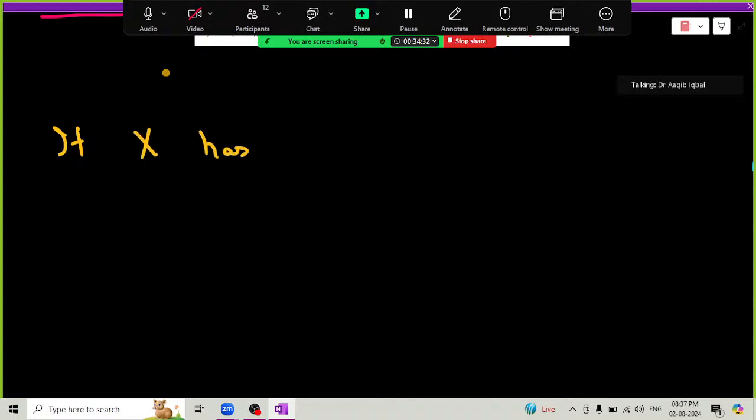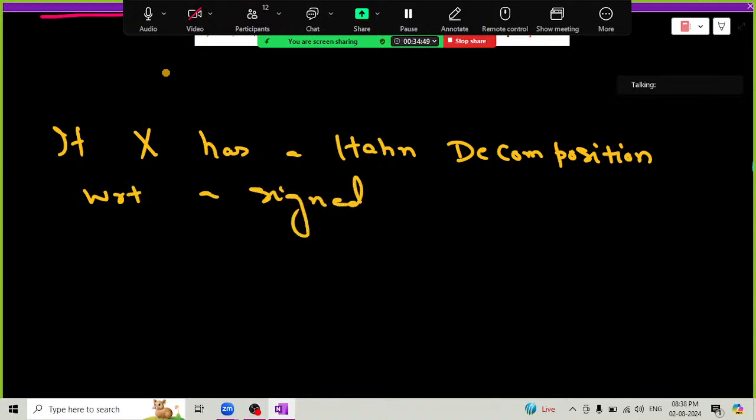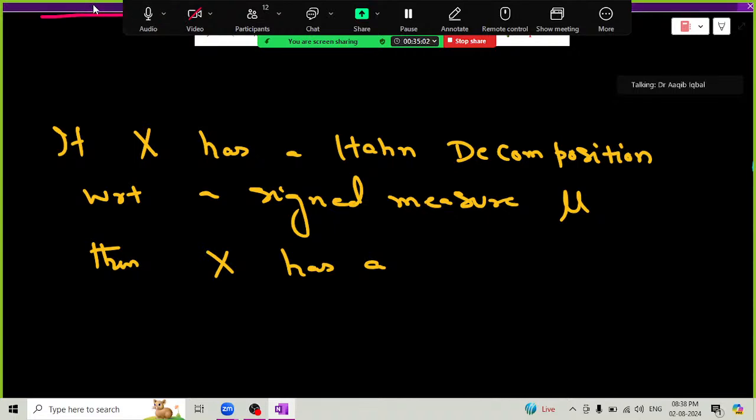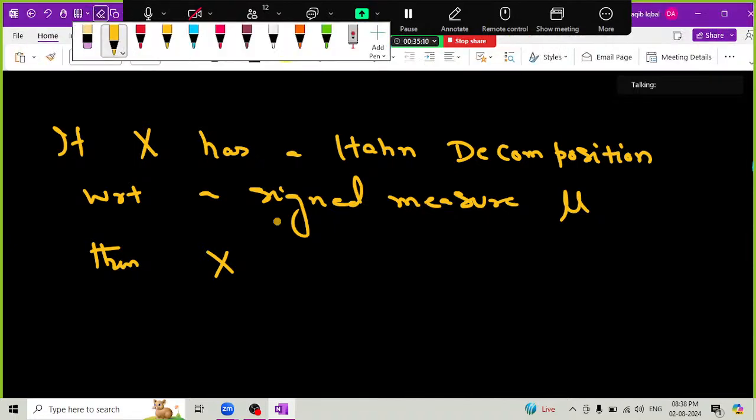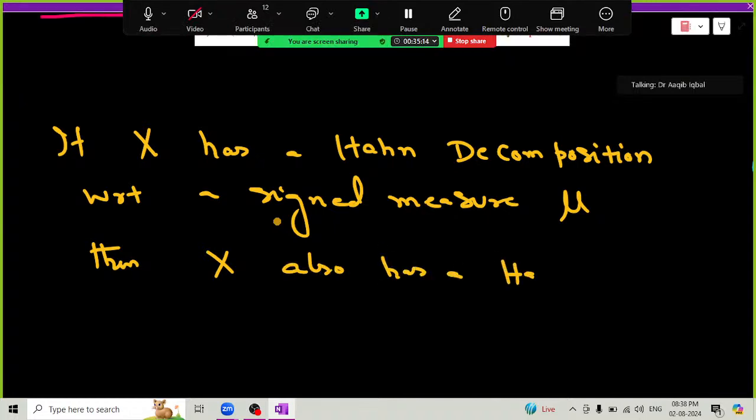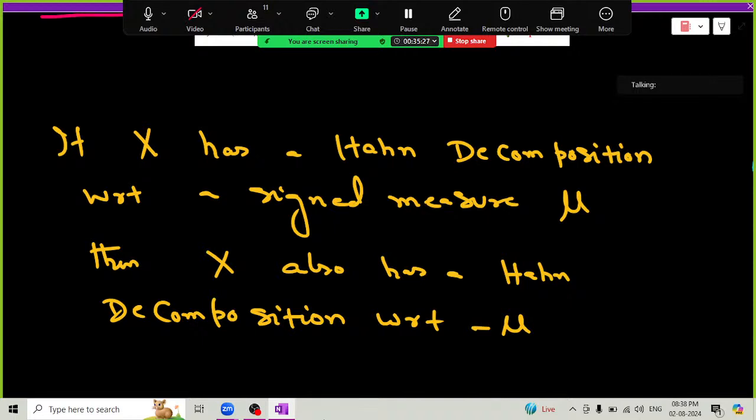ठीक, मेरा जो पॉइंट है जो मैं यहाँ असल में रखना चाहता हूँ वो ये है, if X has a Hahn decomposition with respect to a signed measure mu, then this X also has a Hahn decomposition with respect to minus mu. If it has a Hahn decomposition with respect to mu, it will have a Hahn decomposition with respect to minus mu, and conversely.